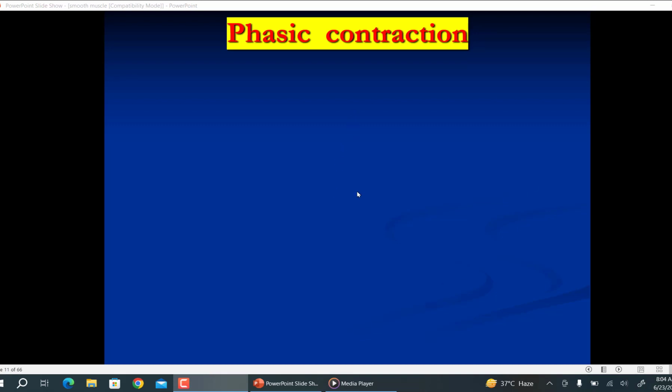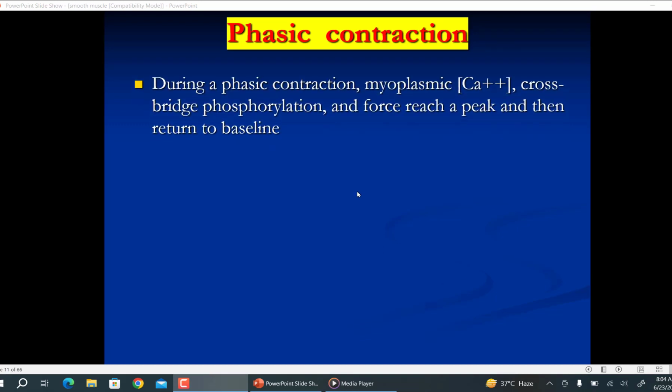Now phasic contraction. During a phasic contraction, myoplasmic calcium, cross bridge phosphorylation and force reach a peak and then return to baseline. There are three things: one is calcium, the other is cross bridge phosphorylation, and the force of contraction. So all of these reach their peak in the initial stage of stimulation.